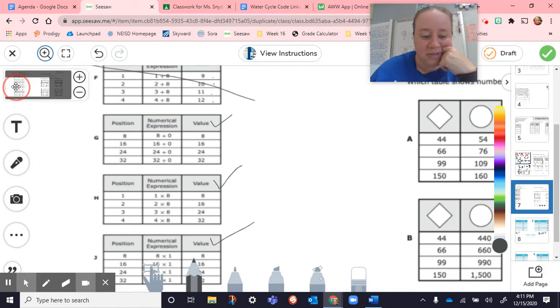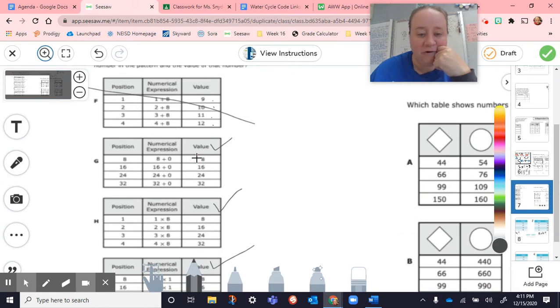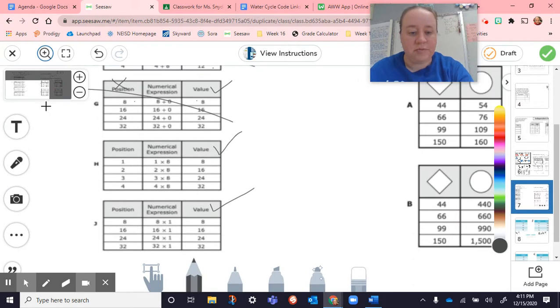Now I'm going to go look at the positions. 8 is in the first position. So everywhere that I have an 8 for a value, that should show that it's in the first position. This one does not. So I'm going to take that out. Go look at H. First position has a value of 8. That's matching. Look at J. 8th position. No. Okay, so see how we want this 1, 2, 3, 4 for the position? That means our answer there is correct.